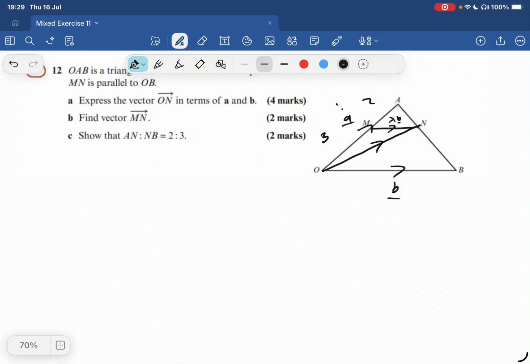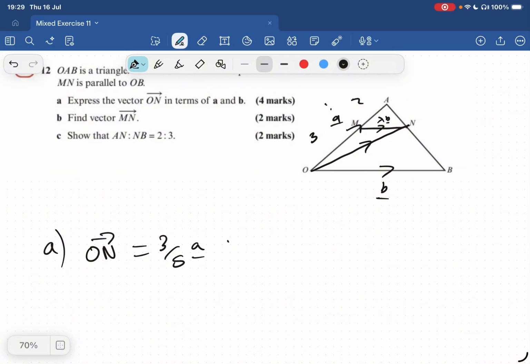Okay, perfect. So let's look at A, ON in terms of A and B. Well, you'd get ON equals 3/5 A plus lambda lots of B. But this question doesn't say in terms of A, B, and lambda. It's just in terms of A and B. So how do we figure out what this lambda actually is?